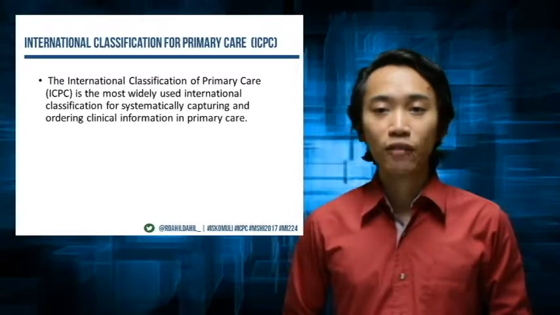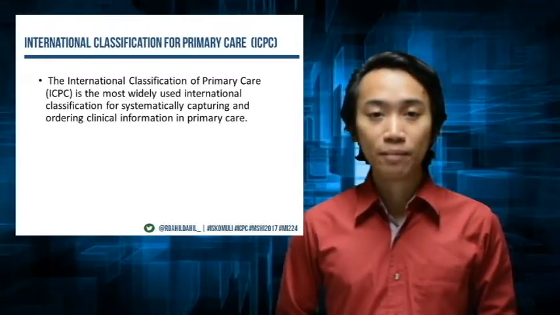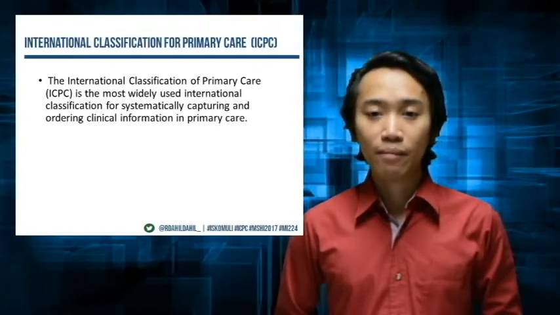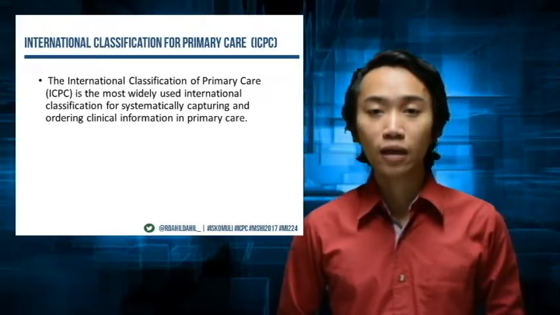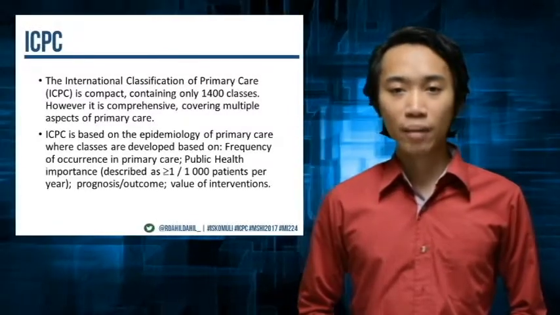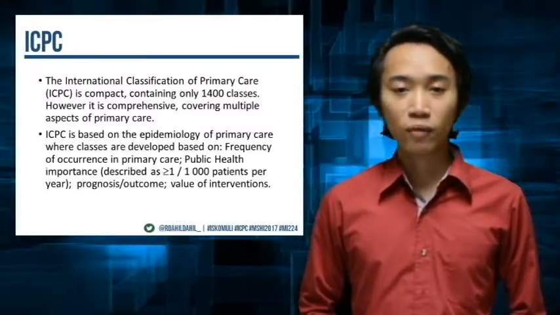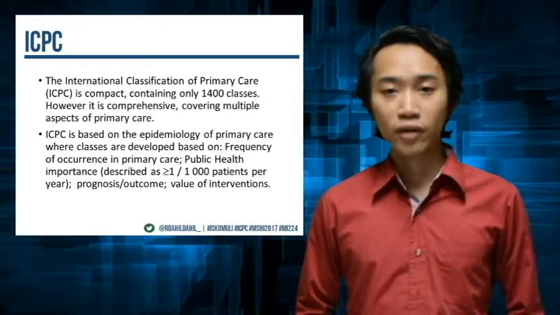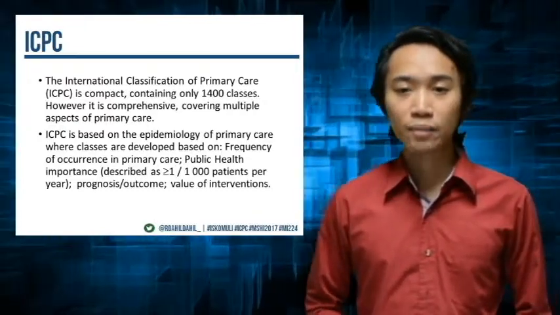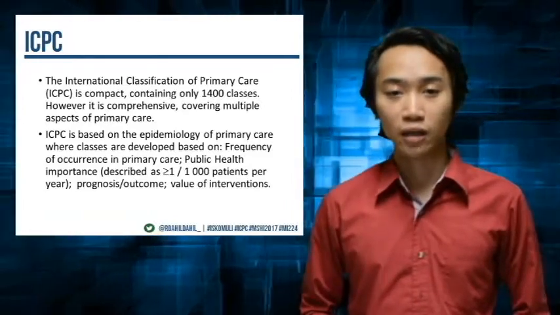The International Classification of Primary Care, or ICPC, is the most widely used international classification for systematically capturing and ordering clinical information in primary care. It is compact, containing only 1,400 classes. However, it is comprehensive, covering multiple aspects of primary care, and is based on the epidemiology of primary care.